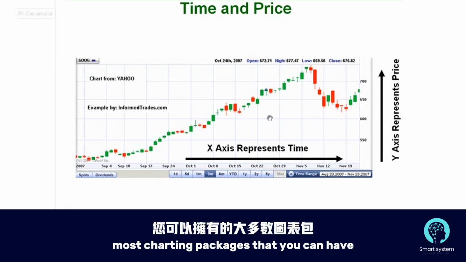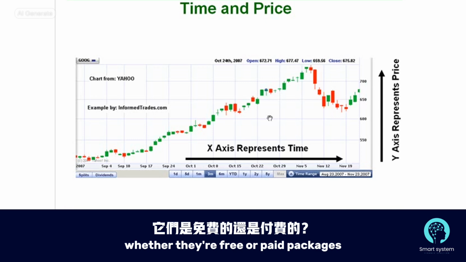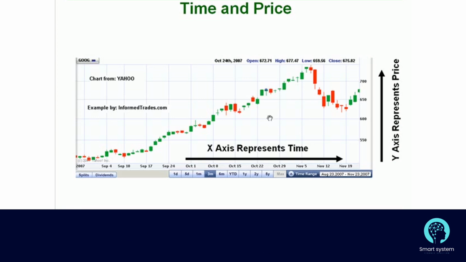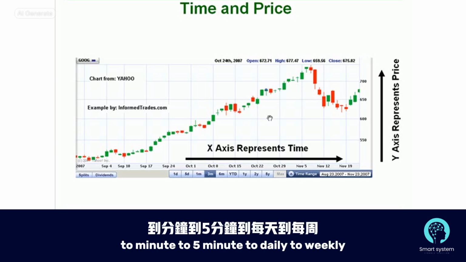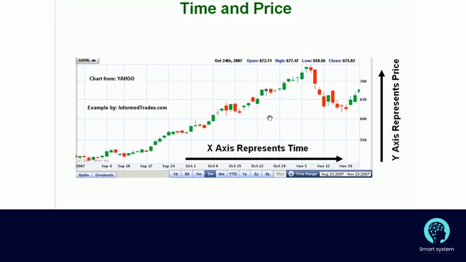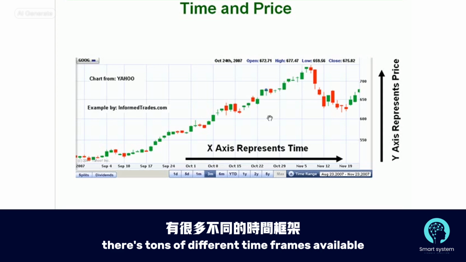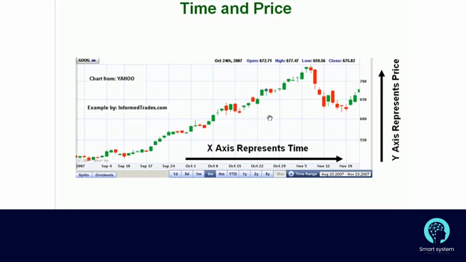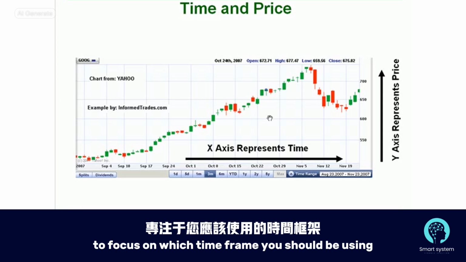Pretty simple there. Most charting packages that you can have, whether they're free or paid packages, have a variety of time frames ranging from tick, which is price by price, 2-minute to 5-minute to daily to weekly. There's tons of different time frames available. It's not really important right now at this stage to focus on which time frame you should be using.